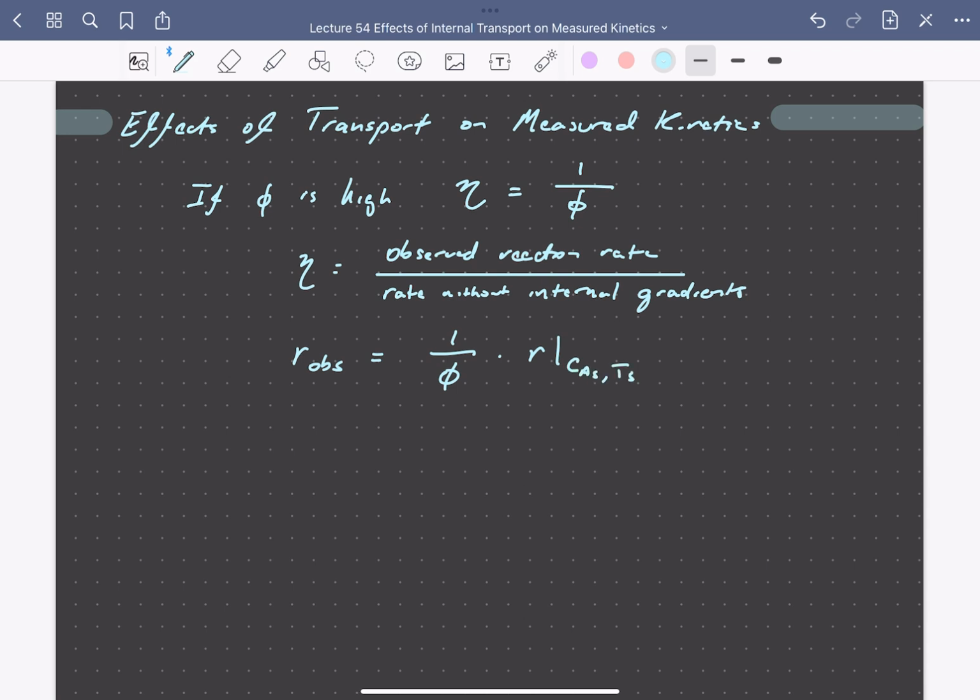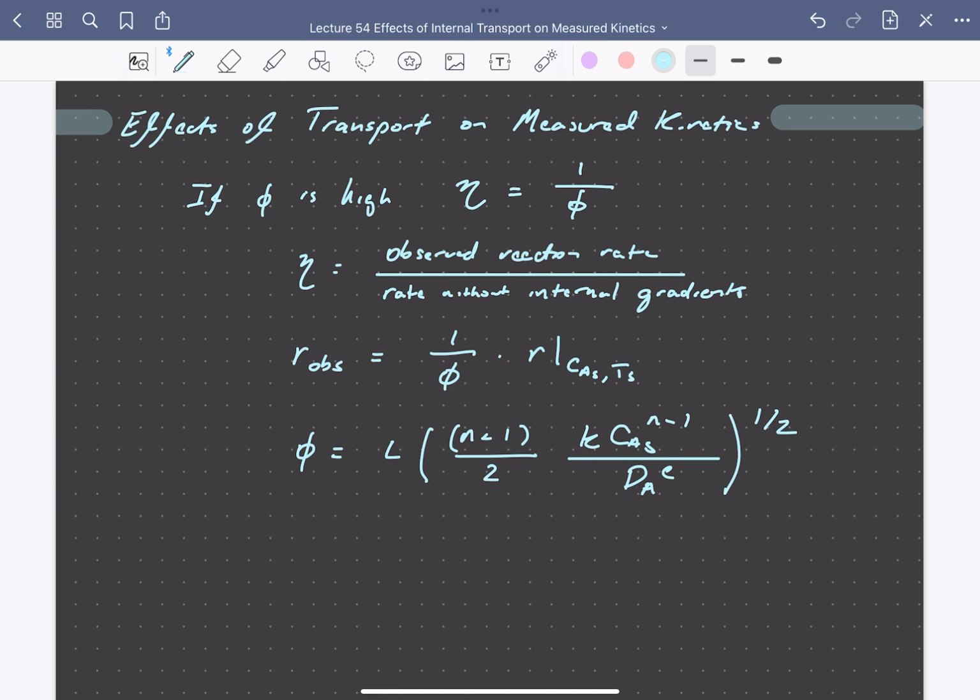we can write the observed reaction rate as 1 over the Thiele modulus times the rate without gradients. We previously saw that the generalized Thiele modulus can be written in the following form, where L is the characteristic length scale for diffusion, n is the order of the reaction, and D_AE is the effective diffusivity of A through the system.